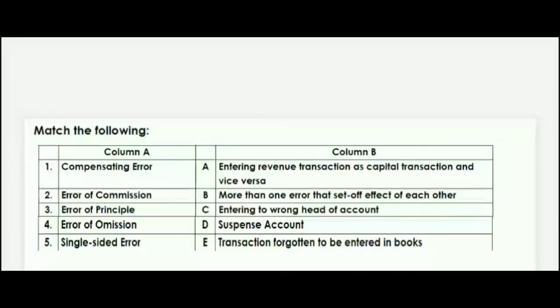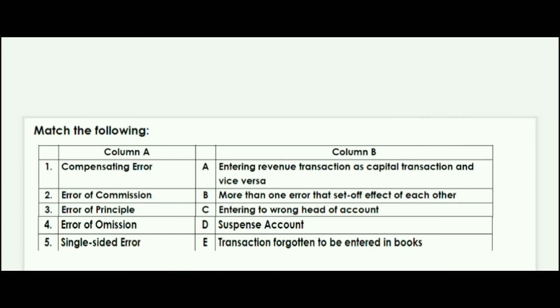Let's see the question, which is match the following. In column A we have compensating error, error of commission, error of principle, error of omission, single-sided error. On the other hand, in column B we have entering revenue transaction as capital transaction and vice versa, more than one error that set off the effect of each other, entering to wrong head of account, suspense account, transaction forgotten to be entered in books. So let's see what will be the answer, guys.